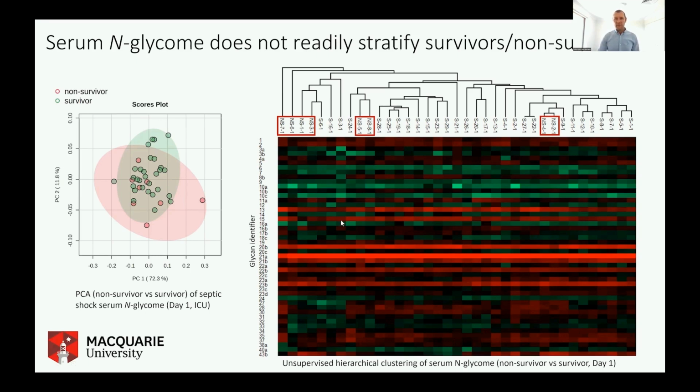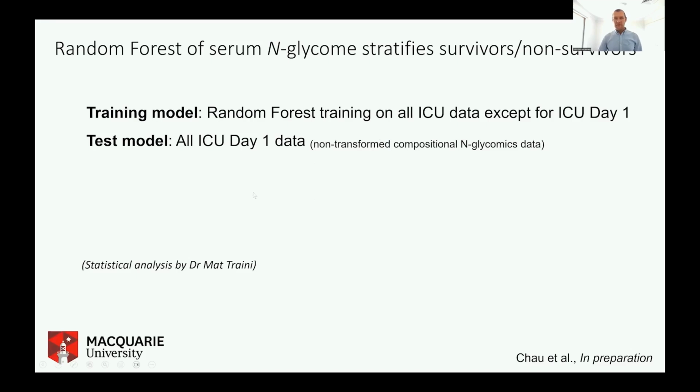separation between the groups. Then, when we didn't give up, we used a machine learning approach where we used random forest in collaboration with Dr. Matt Trainey, where we used a training model, random forest, to train on all the ICU data points except for day 1. And then we used this trained model to test on all the ICU day 1 data points.